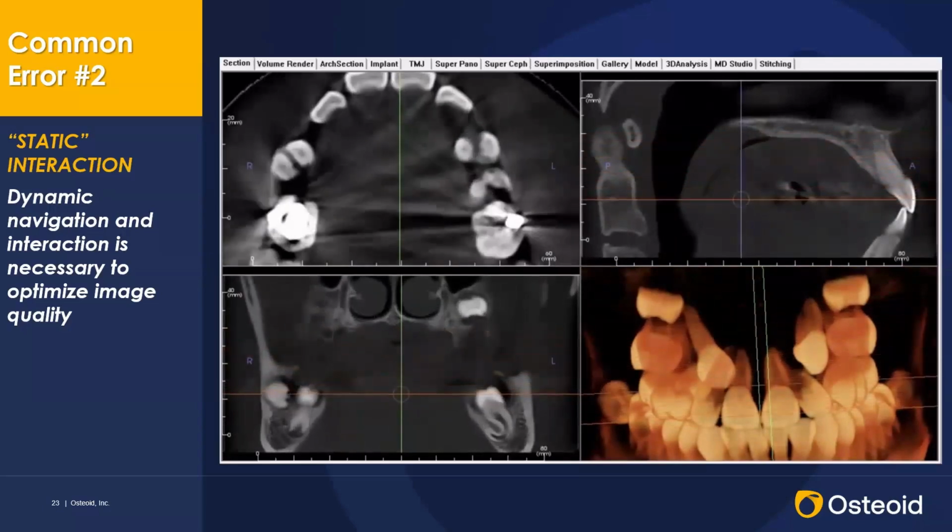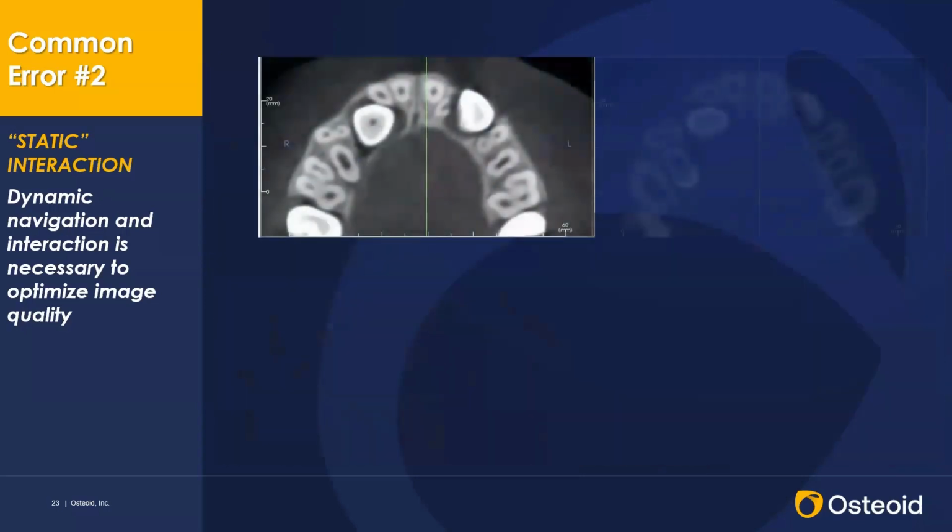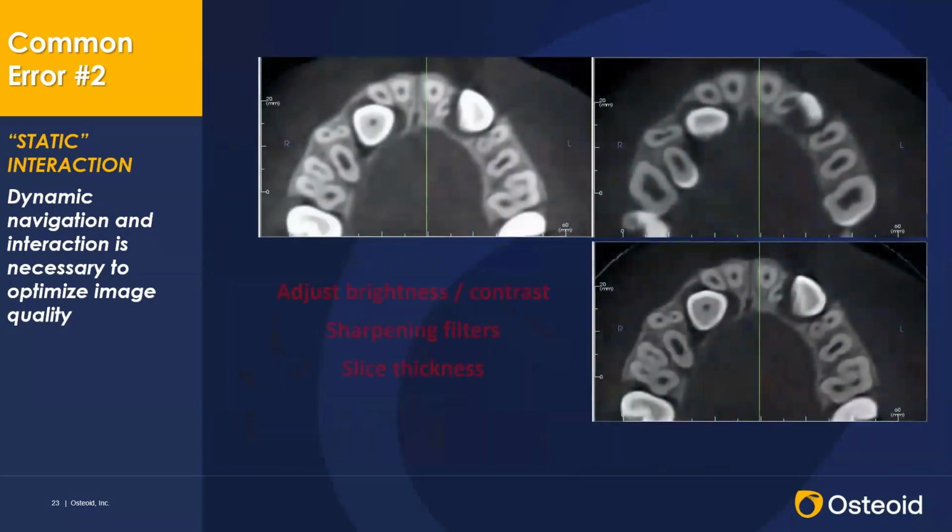So if we look at these three types of images, this is the original image on the top left, the adjusted image, which appears to be slightly darker on the right, and the sharpening filter on the lower right, then certainly it's far easier to identify root resorption or any other features related to the root of the tooth.